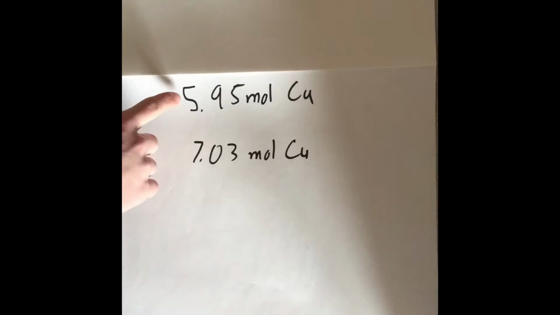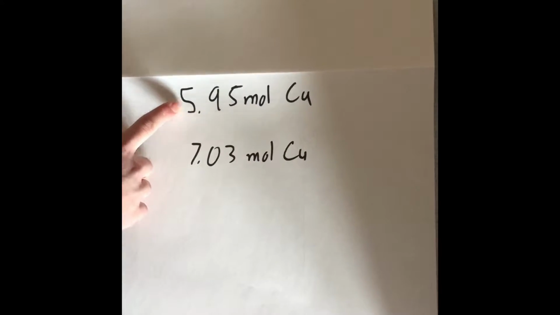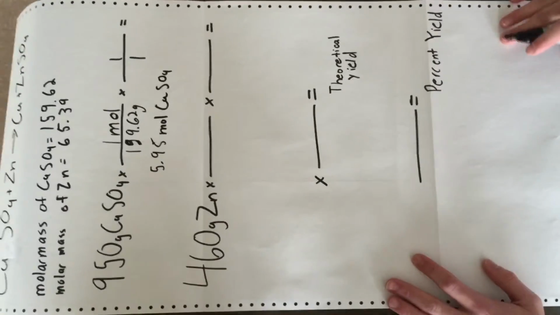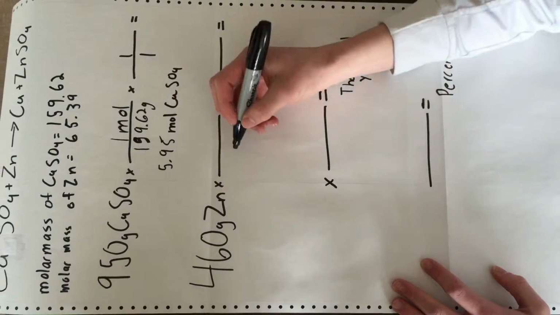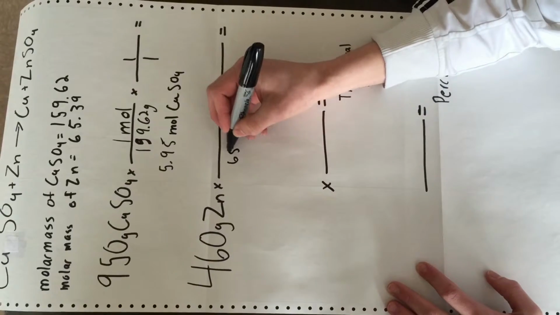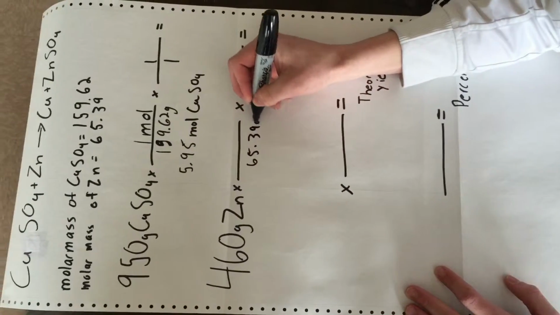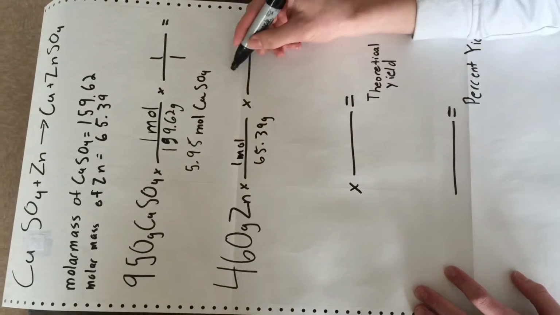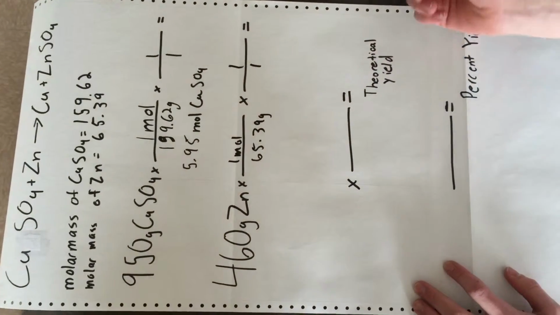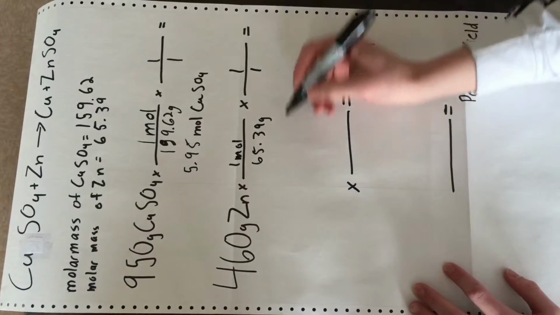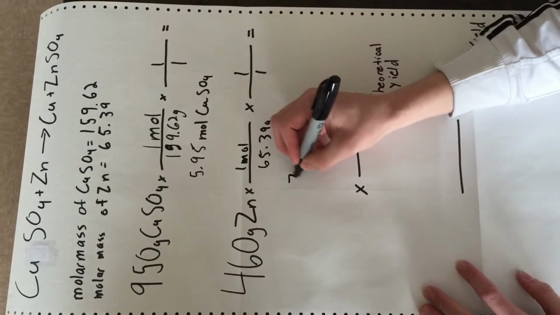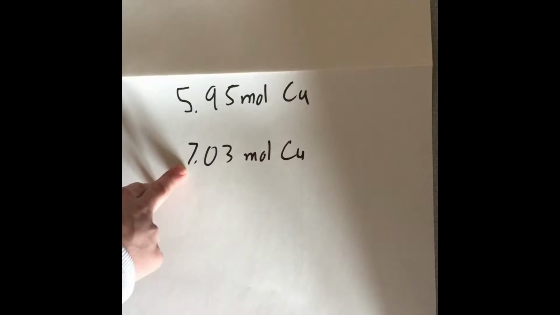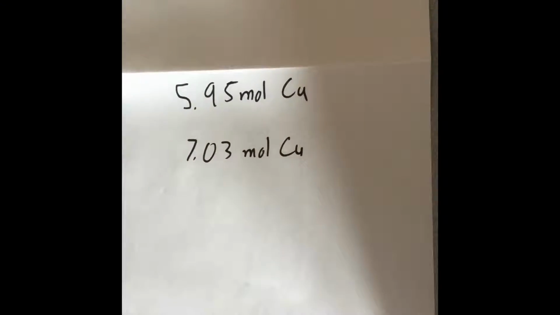Correction, it will be 5.95 moles of copper, not copper sulfate, and then we move down to zinc. So the molar mass of zinc is 65.39, and it's over 1 mole. And once again, 1:1 molar ratio. And then this gets us to 7.03 moles. 7.03 moles of copper instead of zinc.